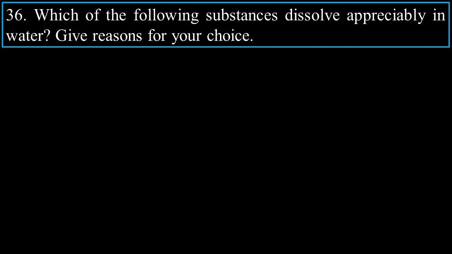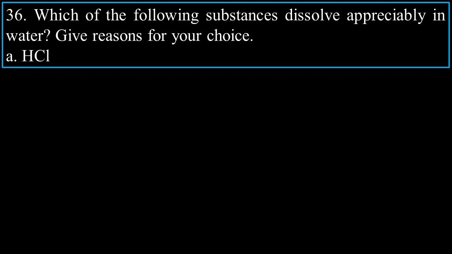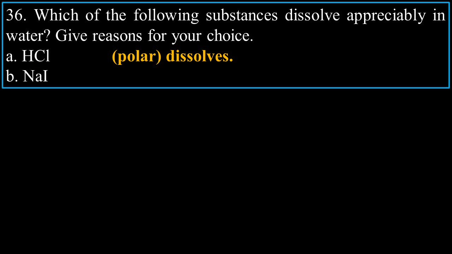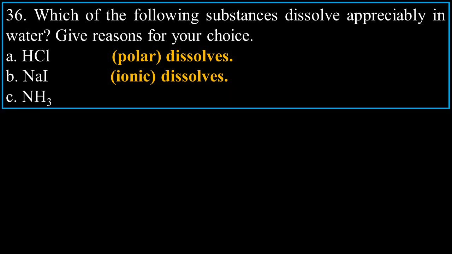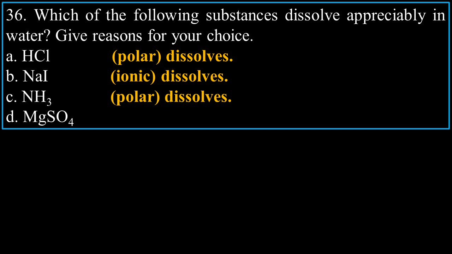Which of the following substances dissolve appreciably in water? Give reasons for your answer. HCl, absolutely. Very polar, and it dissolves quite well. Sodium iodide, yes, because it's ionic, absolutely. Hydrogen chloride gas is a covalent substance. Ammonia will dissolve because it's very polar. It has that unpaired electrons above the nitrogen. Magnesium sulfate, yes, it's very ionic and it will dissolve.